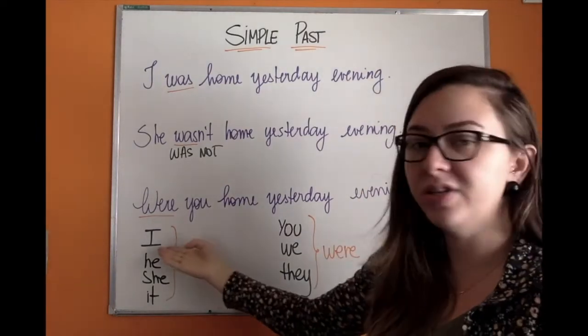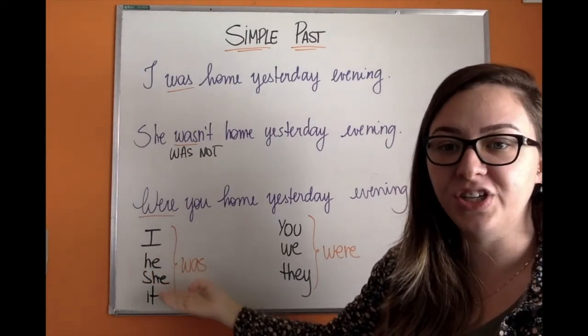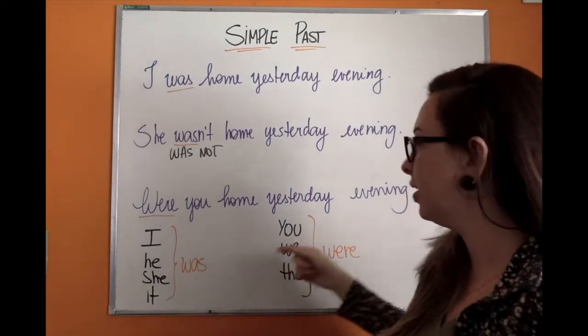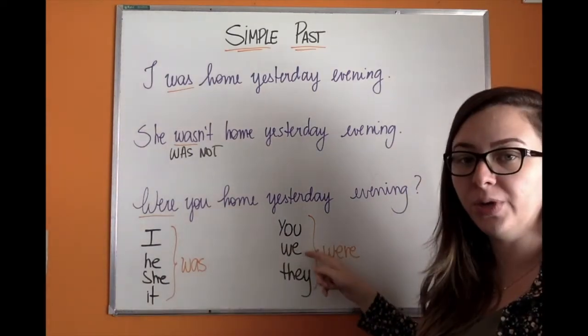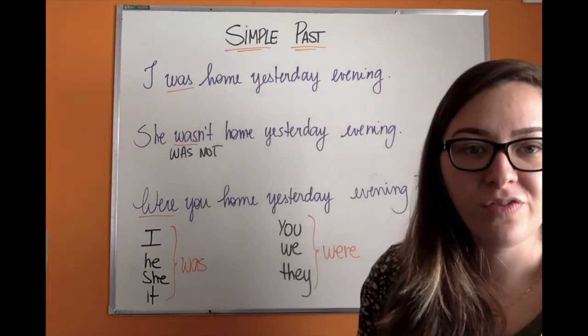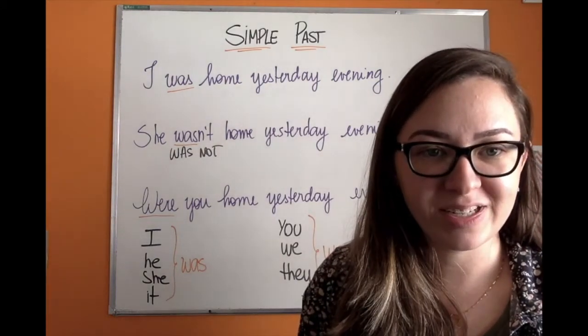So if you have the subject I, he, she, and it, you have to use was. If you have you, we, or they, you use were for the verb to be in the past. All right?